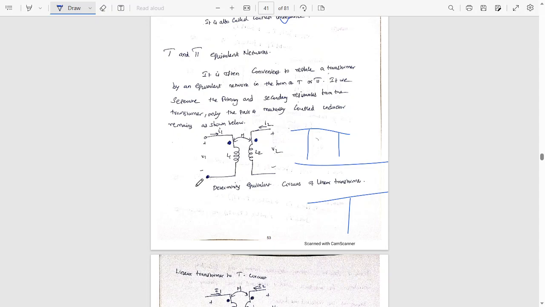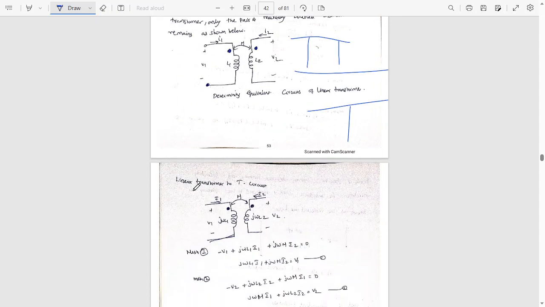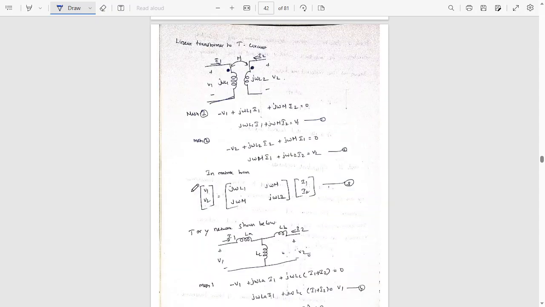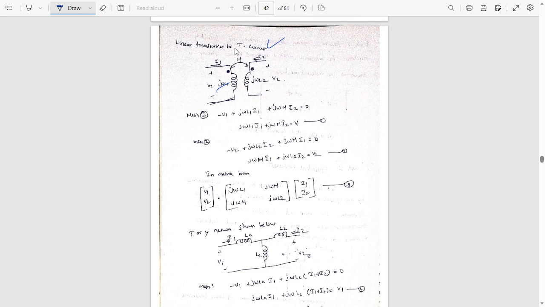Okay, let us derive the equivalent circuit for linear transformer. So let us write the linear transformer to draw T equivalent. Okay, let us consider a linear transformer. This is a linear transformer circuit. We have j omega L1, okay, this can be j omega M, okay, not M, just j omega M. And this is j omega L2.